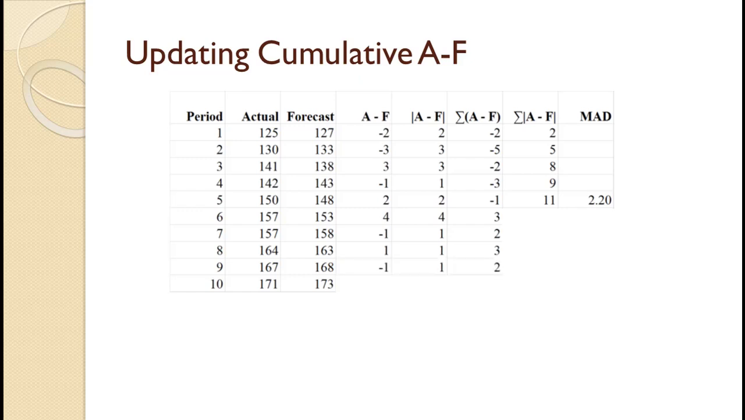For period 9, the actual of 167 minus the forecast of 168 equals -1. The absolute value is 1. The cumulative A minus F equals 3 plus -1 equals 2. For period 10, the actual of 171 minus the forecast of 173 equals -2. The absolute value is 2. The cumulative A minus F equals 2 plus -2 equals 0.